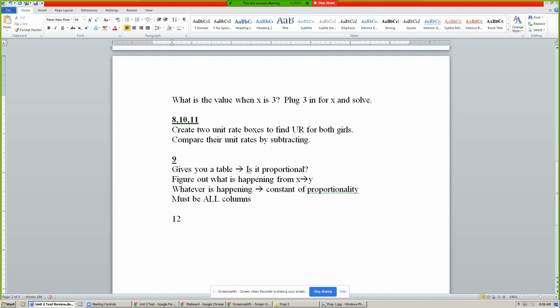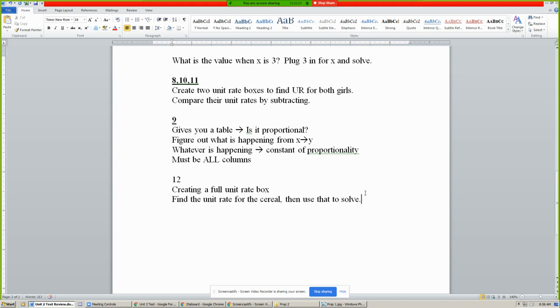All right, number 12 says, at the nearest wholesale store, a number of bags of bulk cereal cost this much. At this rate, how much would X bags of bulk cereal cost? Enter your answer in the box. So on number 12, you're creating a full unit rate box. You need to find the unit rate for the cereal, then use that to solve. So you're going to be using a full unit rate box.